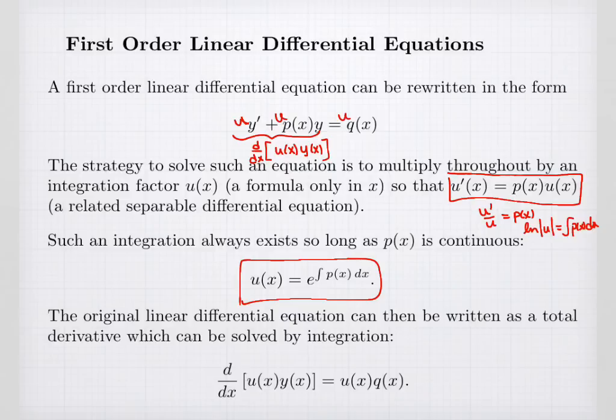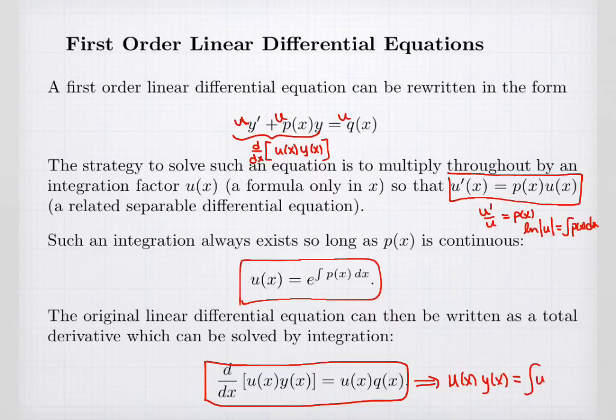So once I have found my u, I can integrate this new equation. The derivative of u of x times y of x equals u of x times q of x. This tells me that my solution satisfies the equation u of x times y of x must be an integral of u of x q of x dx plus some constant of integration. And I would finish by dividing out that original function. Alright, so let's take a look at some examples.